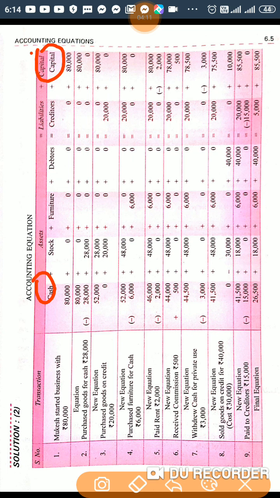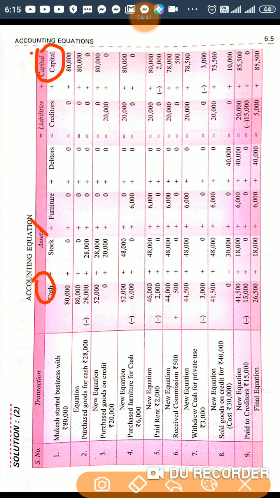The second transaction given in your question is purchase goods for cash. So purchase goods for cash, what accounts are involved? For purchase goods, purchases account, but for the accounting equation we will take it in terms of assets. So purchase goods means stock, and cash is involved, both are assets. So cash we have already written, then you will write stock.